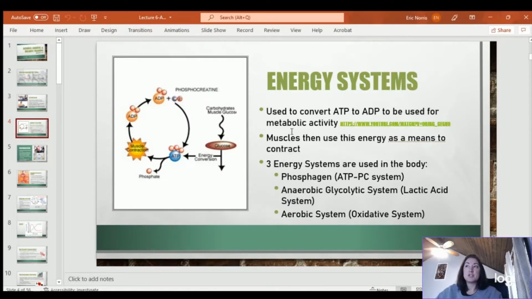Some of our energy systems. So we use the energy systems to convert ATP into ADP, which is then used for metabolic activity.